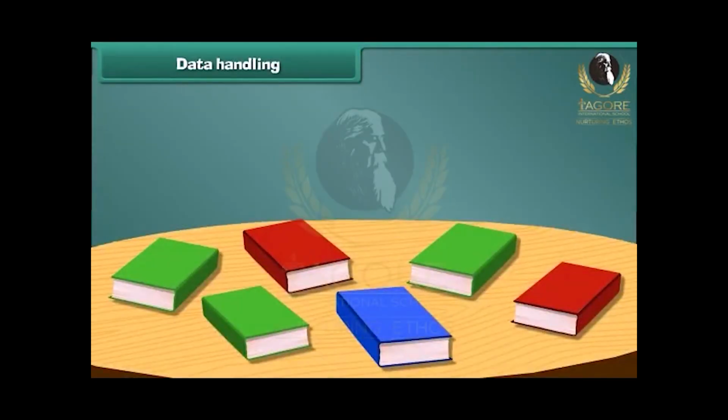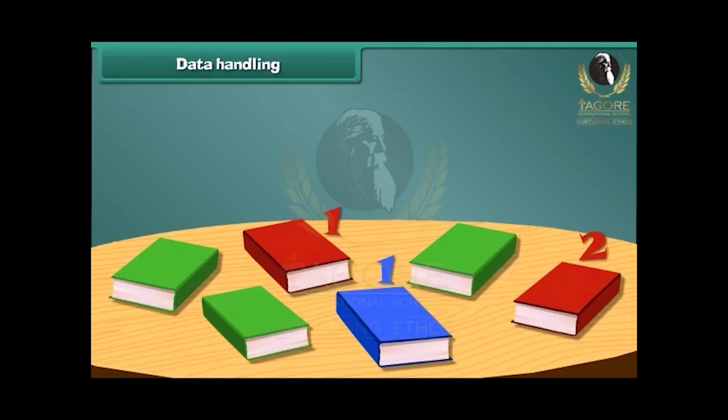Friends, now let's count and arrange these books in the bookshelf. How many red-colored books are there? 1 and 2. There are 2 red books. And how many blue books are there? Let's count. 1. There is only 1 blue book.